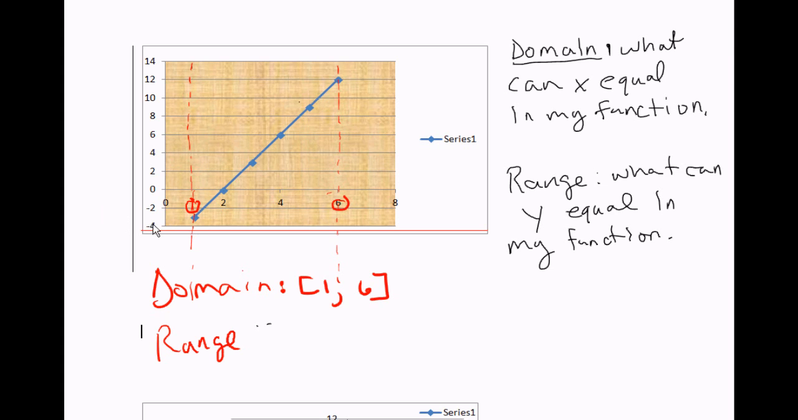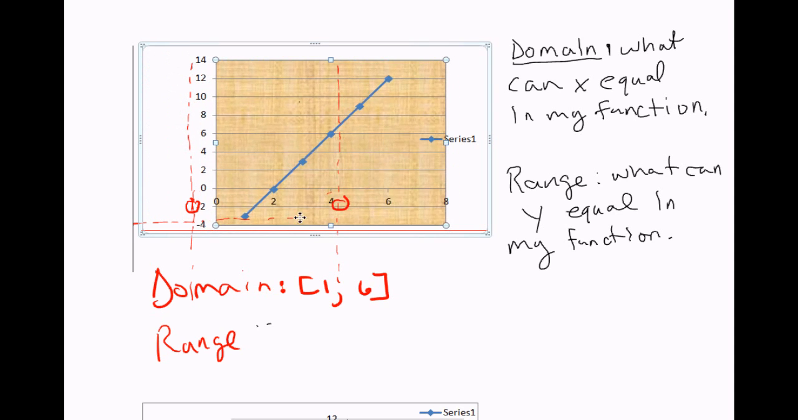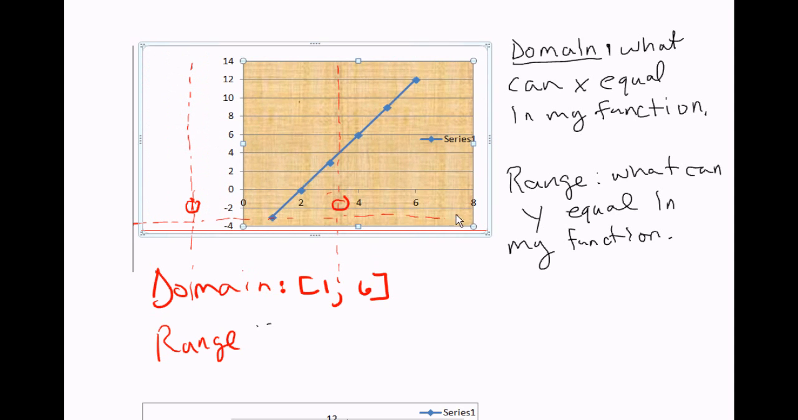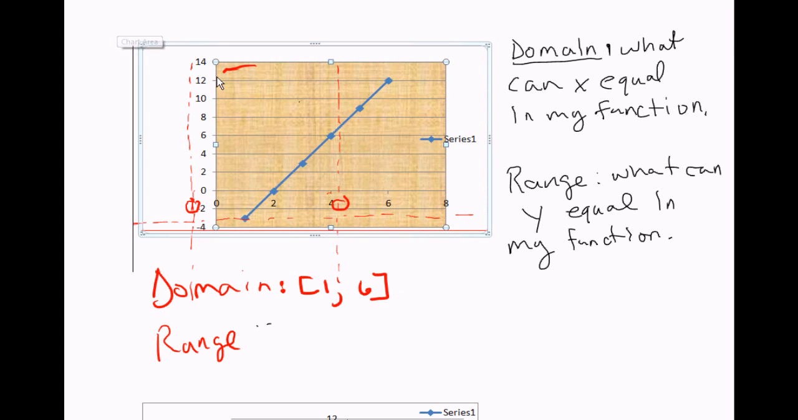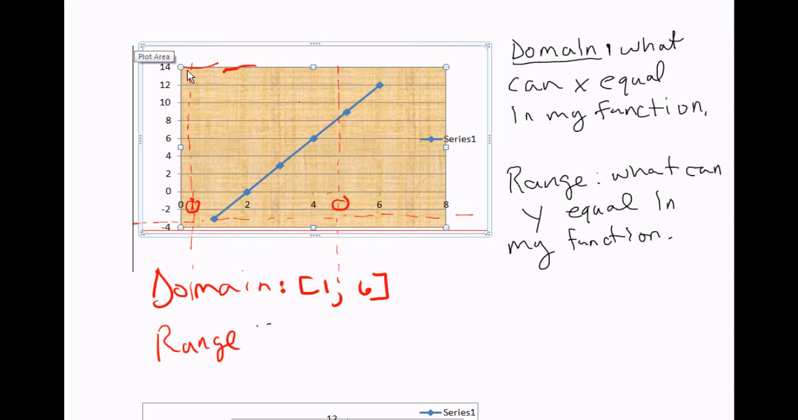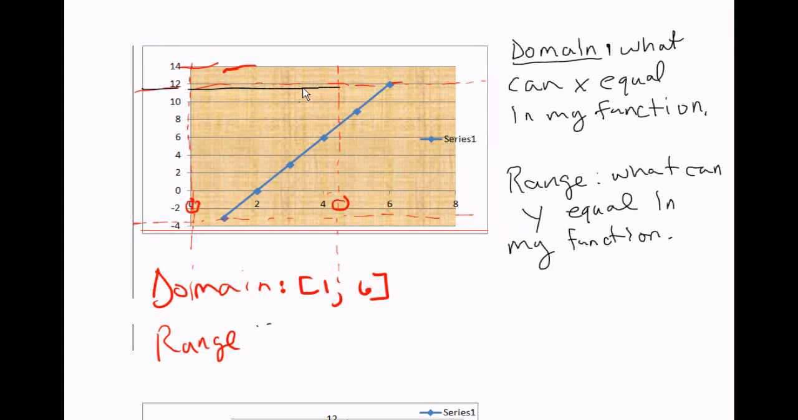Now, if we look, where does the y start? At the bottom. And you draw the horizontal line. Sorry, when I draw this, my graph moves. I'll move it back. And it ends up here. The horizontal line ends up here. So here are the horizontal lines.